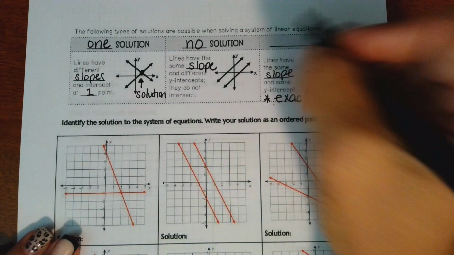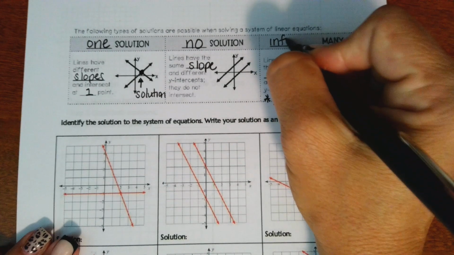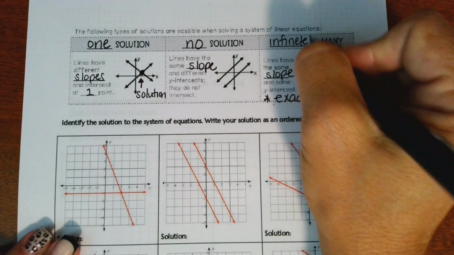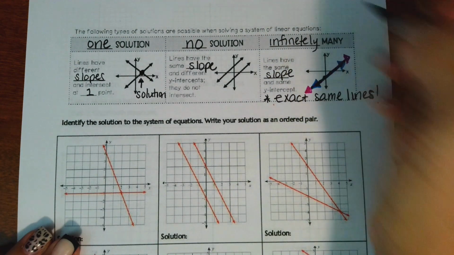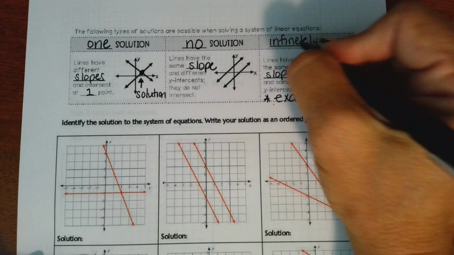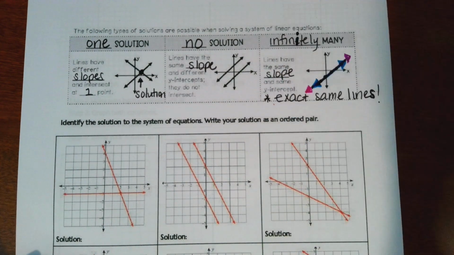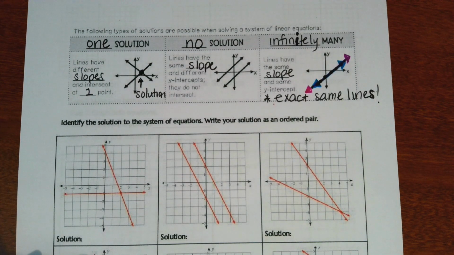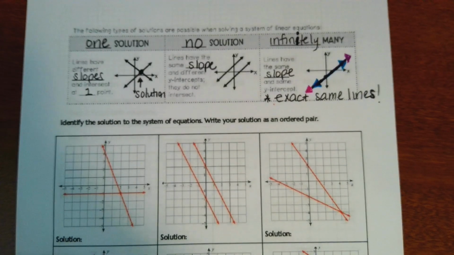So we call this infinitely... oh yeah, I think I spelled that right. Okay, actually I think this is an I. Let me fix this. So infinitely, there we go. So infinitely many solutions.